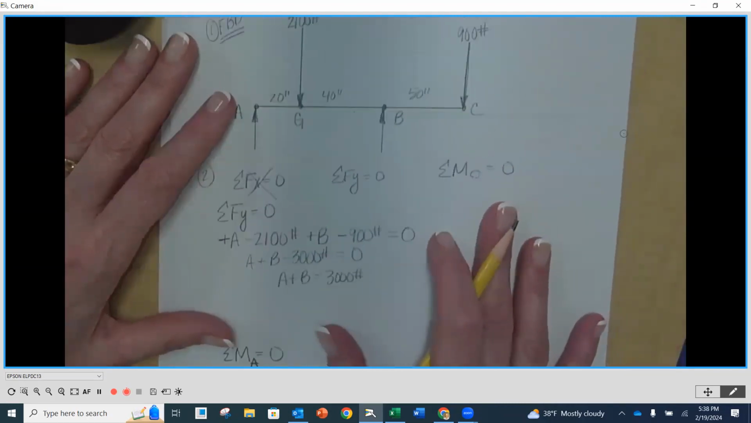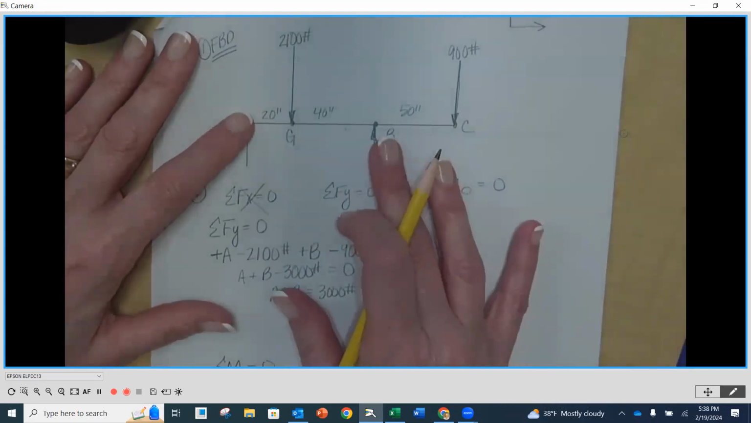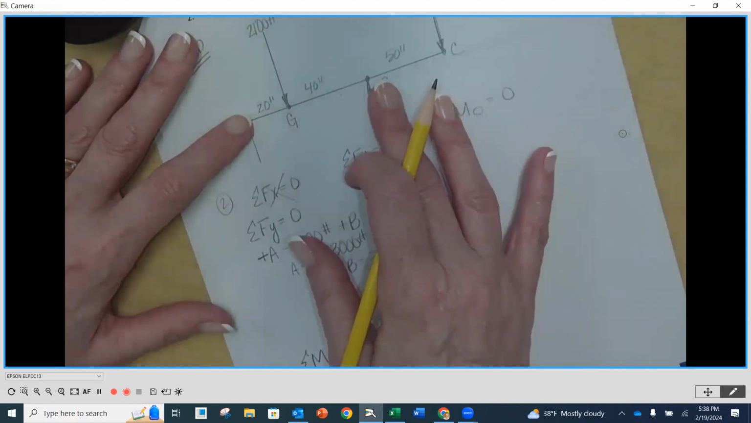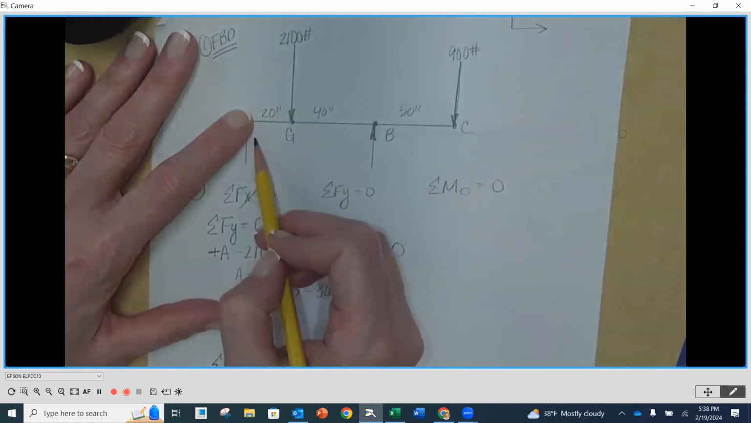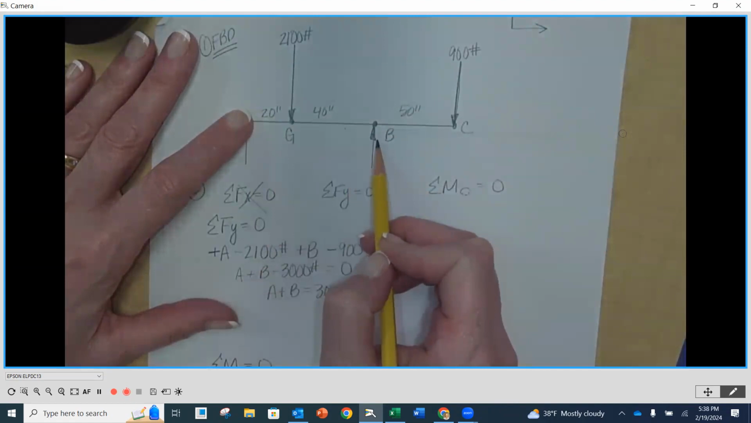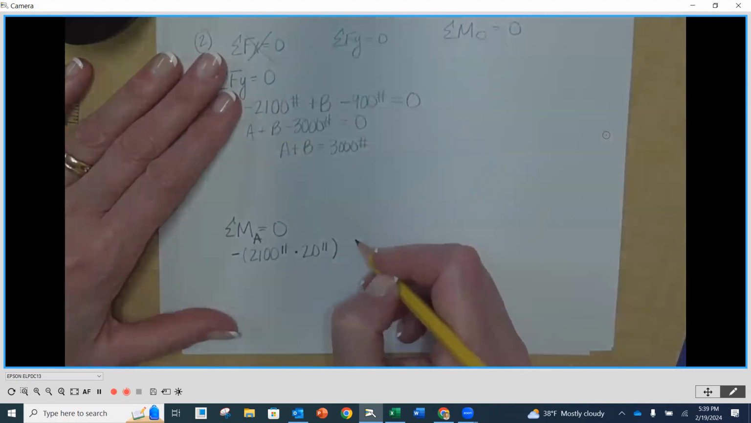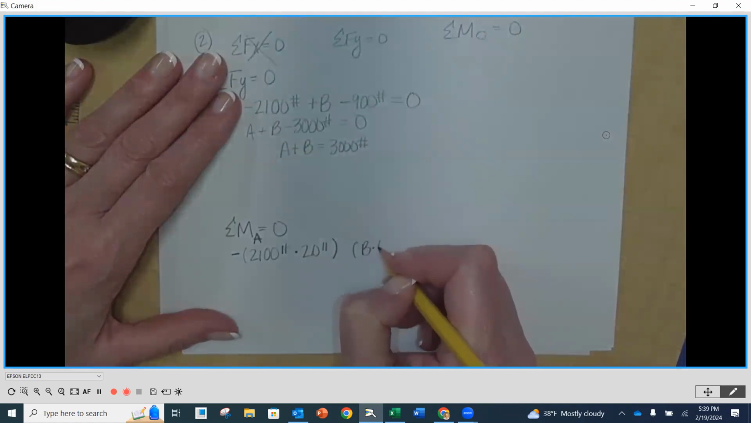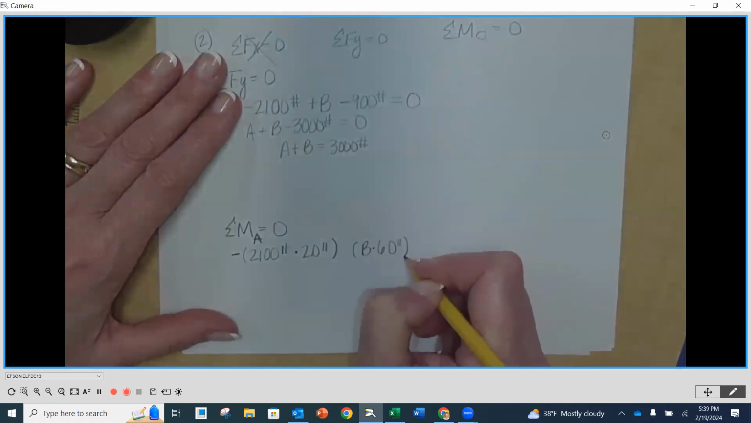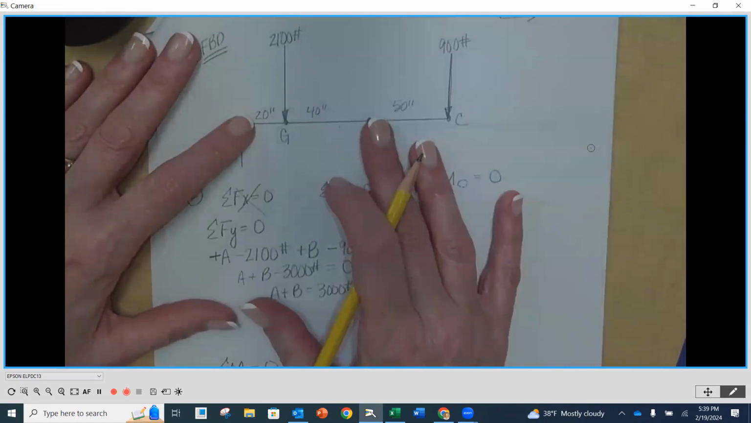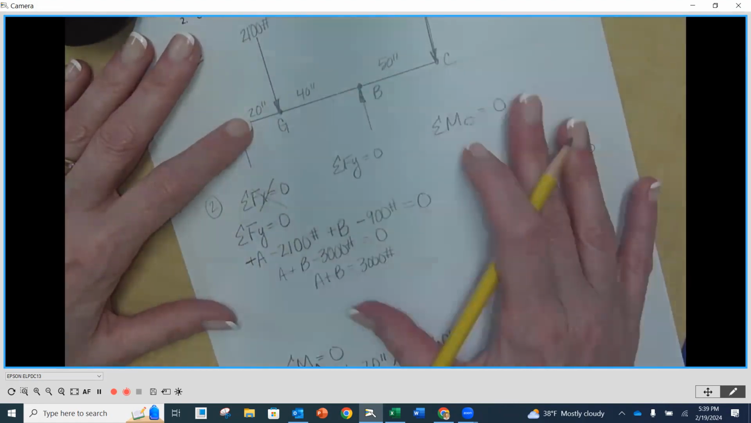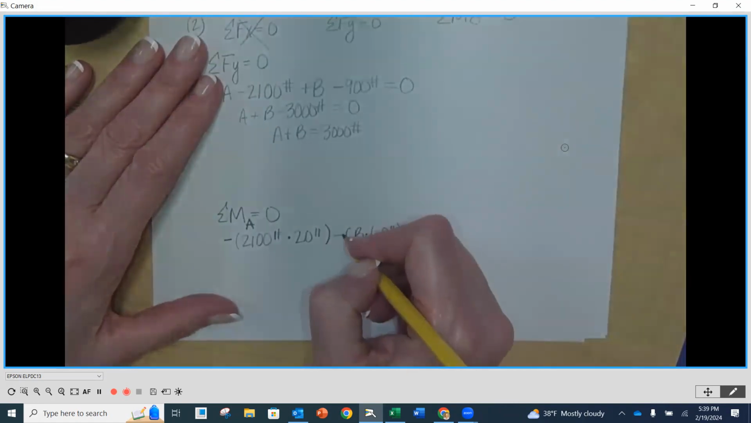My next one, go back up here, finger on A. I've got B. B times its perpendicular distance is 60. Do you see that perpendicular distance? So it's going to be B times 60 inches. And then you're going to notice that it's going to rotate counterclockwise, so positive out front.